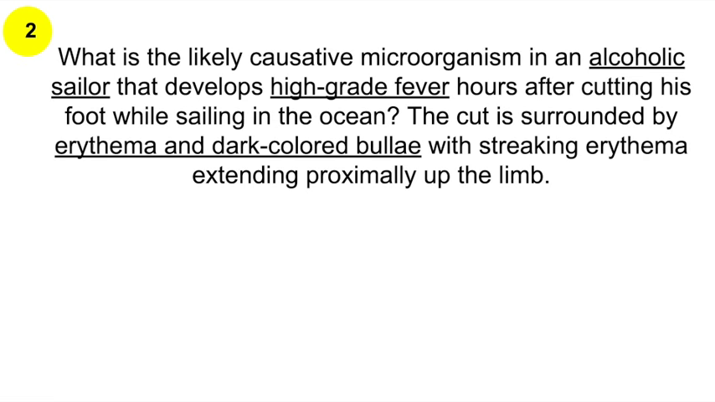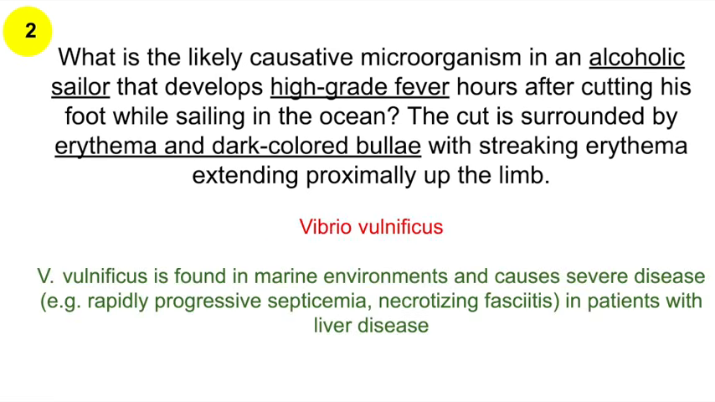Vibrio vulnificus. So this is found in marine environments and causes severe disease. For example, patients can present with rapidly progressive septicemia or even necrotizing fasciitis. Being infected with this microorganism is especially common in patients with liver disease.